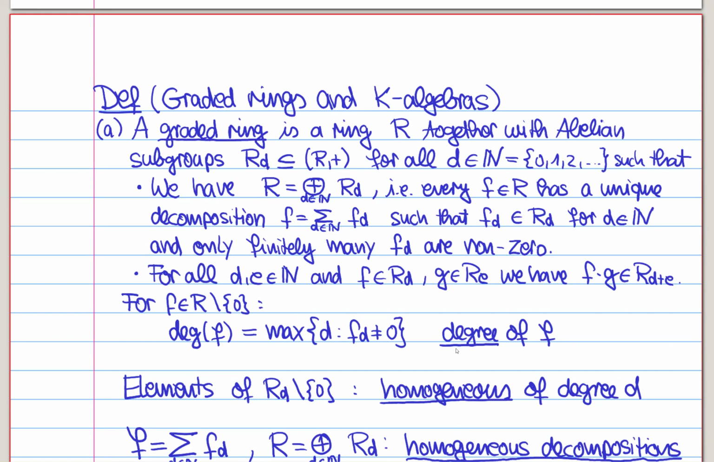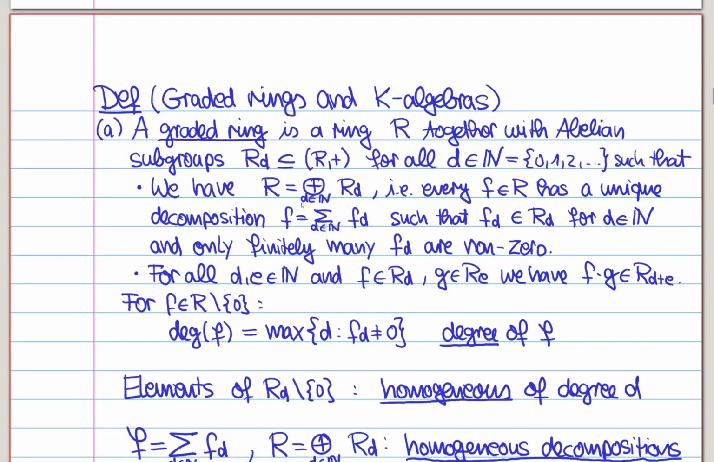So, definition: a graded ring is, first of all, a ring R together with some abelian subgroups R_D inside the group (R, +) for all D. So these are closed under addition. And the D's that we consider are the natural numbers, so 0, 1, 2, and so on. And you require two conditions.